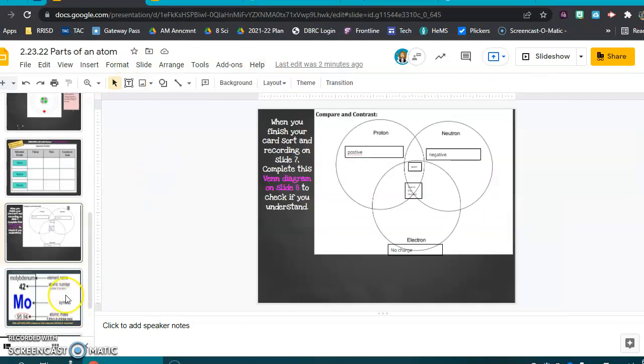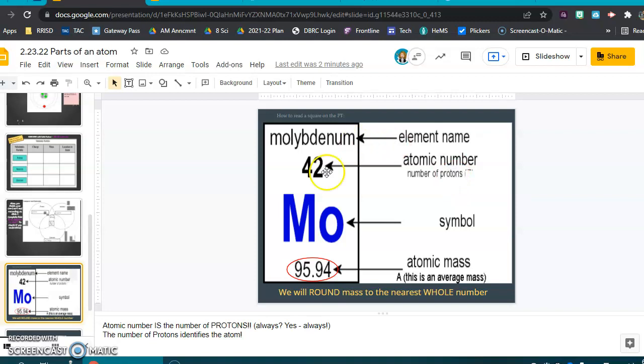We've completed that, and we're going to talk a little bit here about this number. The atomic number is the number of protons. So in our square on the periodic table, this is where everything is. We have our element's name, molybdenum. The atomic number is the number of protons. The symbol is Mo. They use a capital letter and then a lowercase. It's really important when you're writing these that you don't make letters bigger or smaller, but use what's on the table, because then you're speaking an international language.